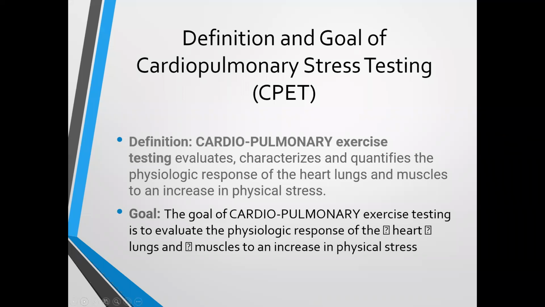The goal of a cardiopulmonary exercise stress test is to evaluate the physiologic response of the heart. And again, the reason I have the question marks there is that the heart is not the main focus, but the heart, the lungs, and the muscles in response to an increase in physical stress. So really we're looking at, is the etiology the heart? Is it the lungs, perhaps? Is it more of a metabolic thing, the muscles? Is there some issue with the muscles and they're the limitation? So it can be heart, lungs, muscle, and/or a combination of them.